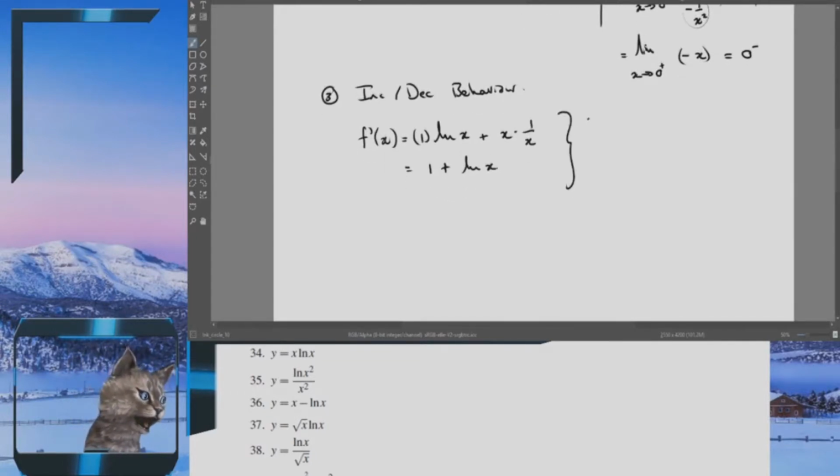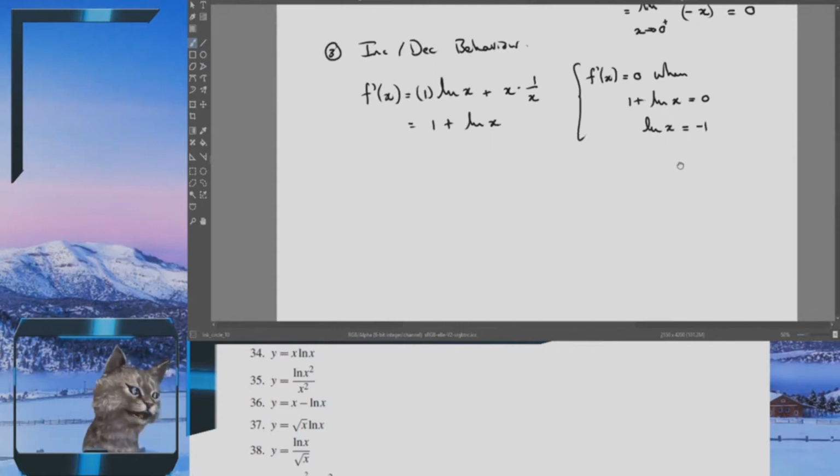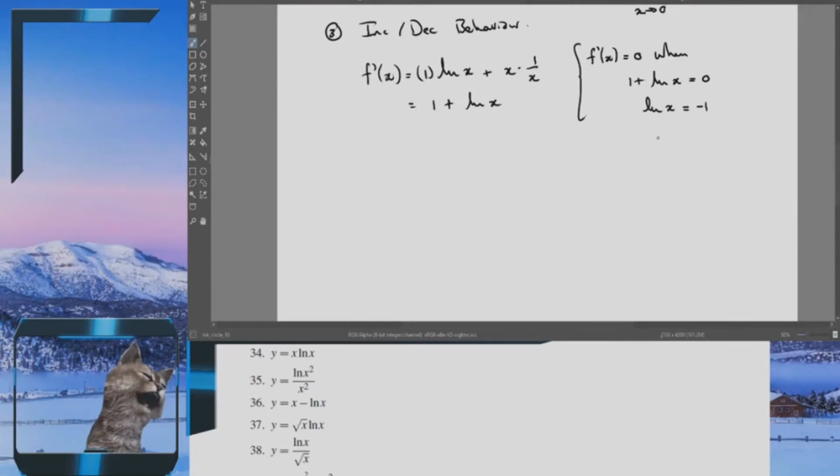Now I still check backwards, like this. When is this derivative equal to 0? Well, I'm gonna be able to find that by setting it equal to 0. That means that log of x equals negative 1. And if I rewrite this to the exponential version of the equation, I get e to the negative 1 equals x. So in other words, x equals 1 over e.